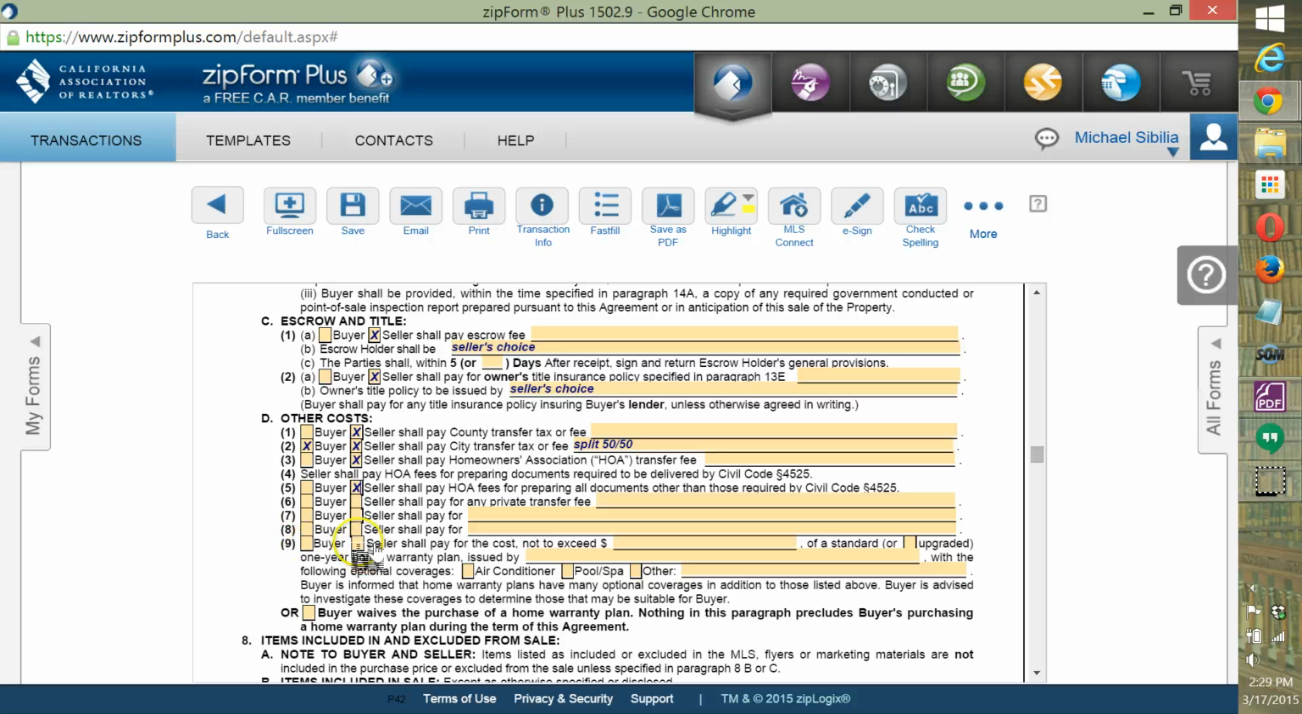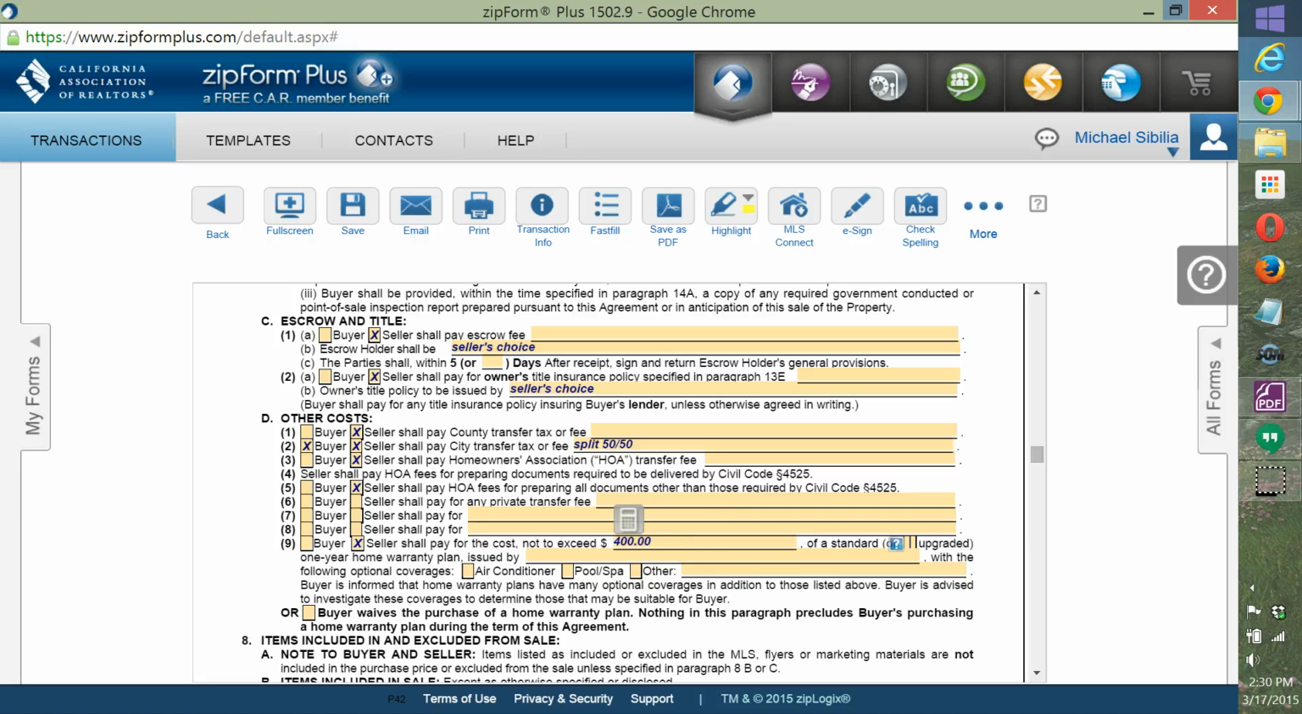Either the buyer or seller could pay for a home warranty. If I were the listing agent, I would probably already have a home warranty on the property during the listing period. So if something breaks during the listing period, the property is covered by the home warranty. I think that's a really good thing to do. I would already have given you the information on the home warranty policy.